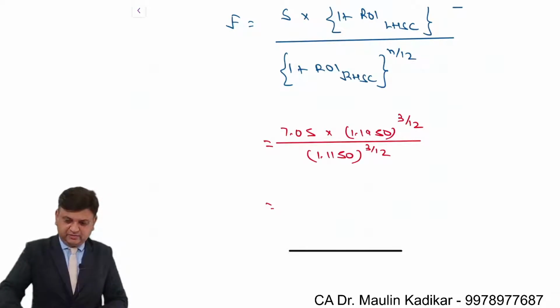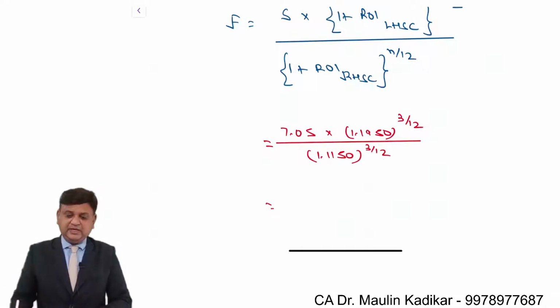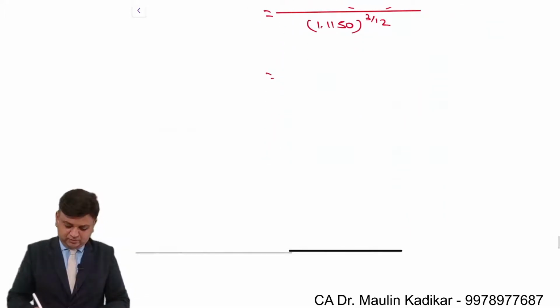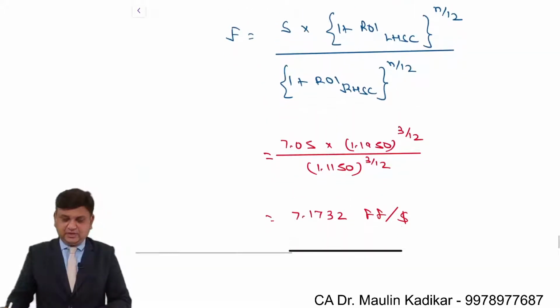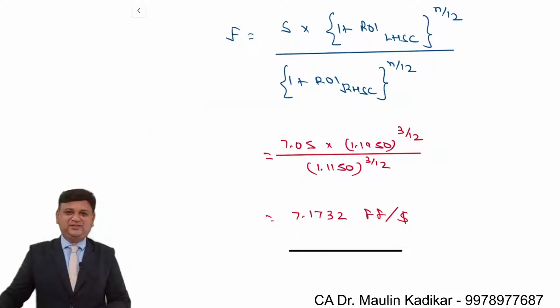So 1.1150 under root for twice. I keep that in memory plus 1.195 under root for 2 times into 7.05 divided by memory recall. It is 7.1732 French franc per dollar. This is the way the forward exchange rate for a time period of 3 months will be calculated.